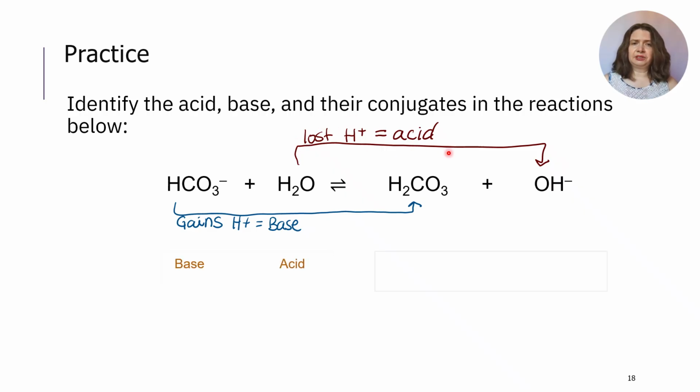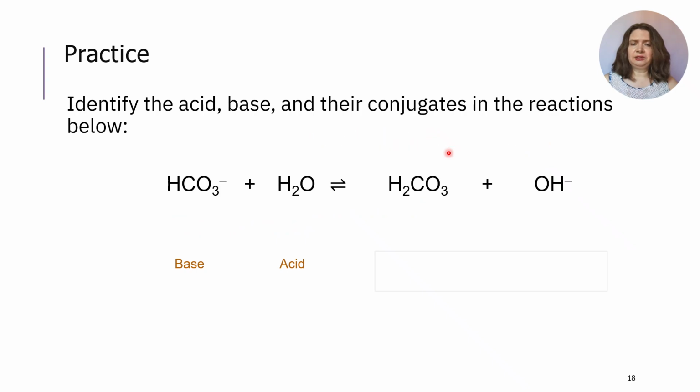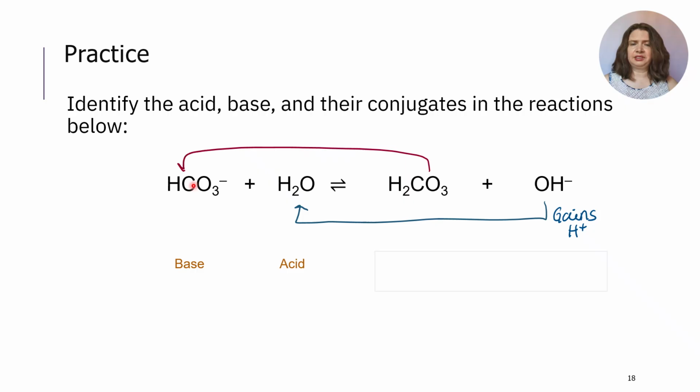Looking at the reverse reaction, H2CO3 loses an H+ ion to become HCO3-, making H2CO3 the conjugate acid. The hydroxide ion gains an H+ ion to become water, making OH- the conjugate base.